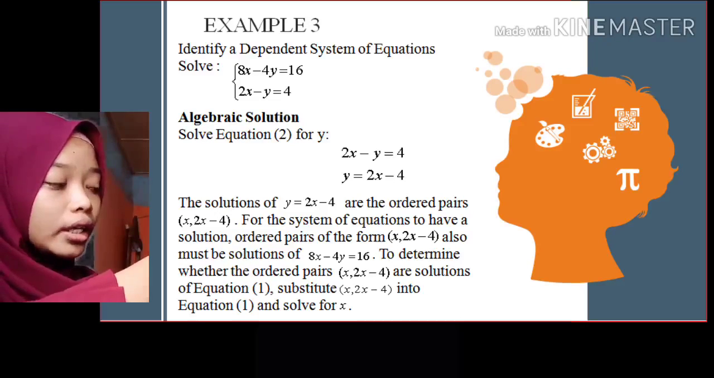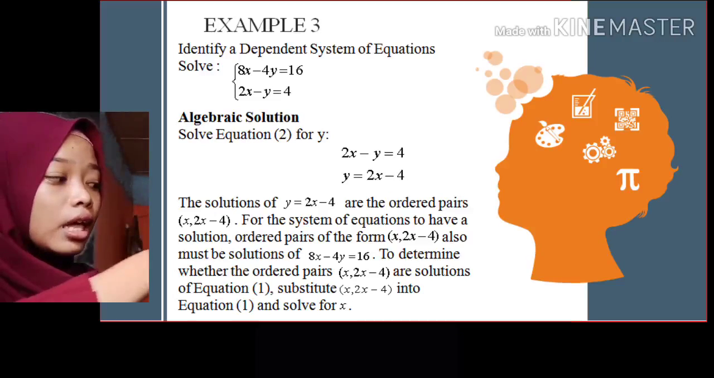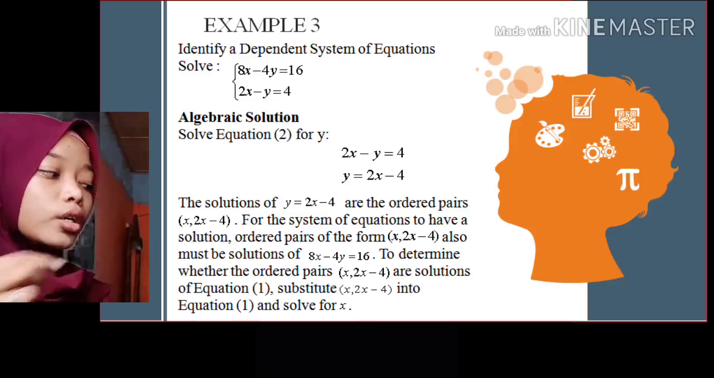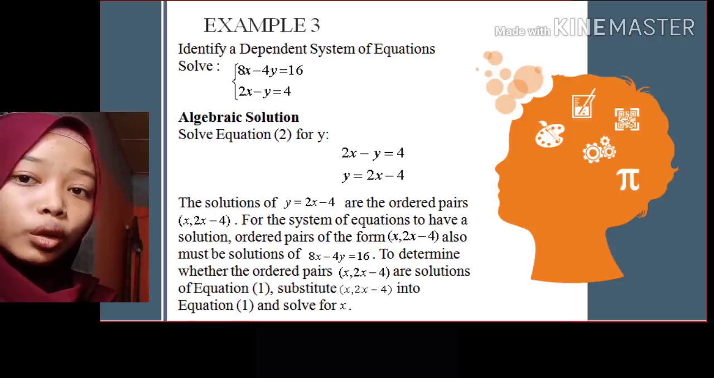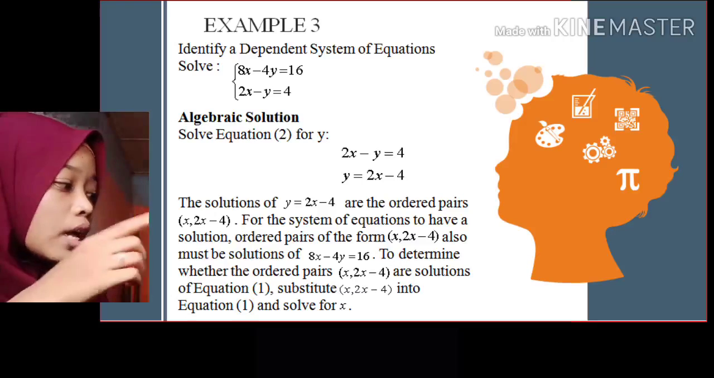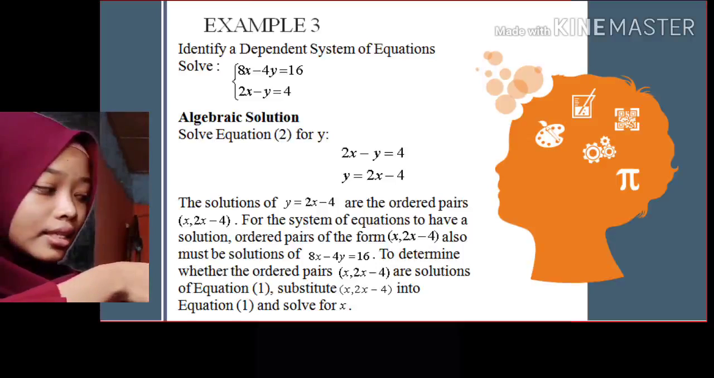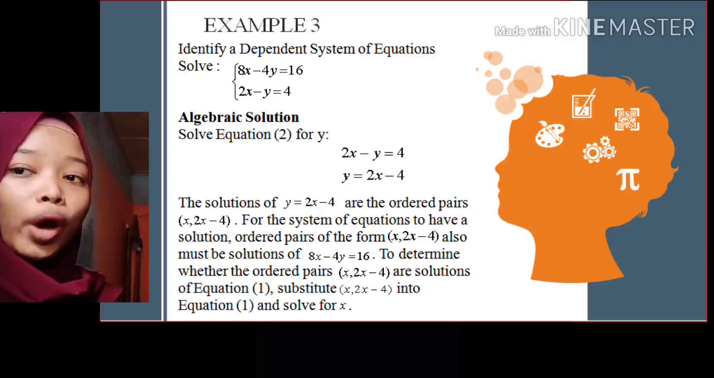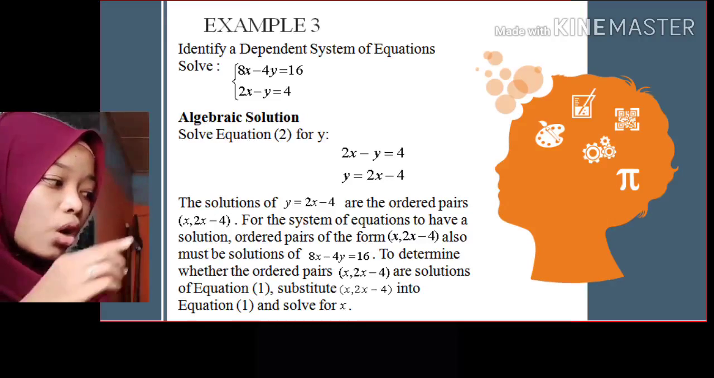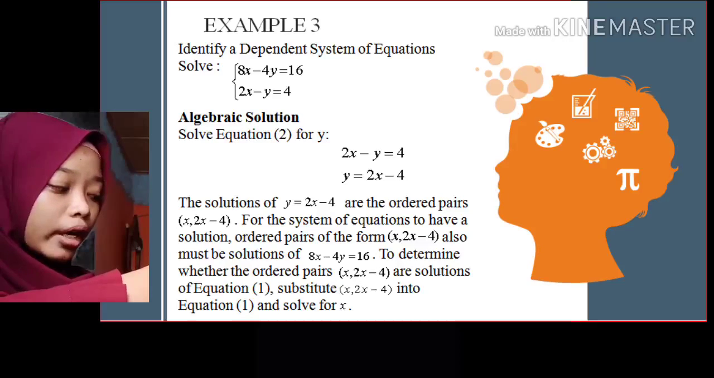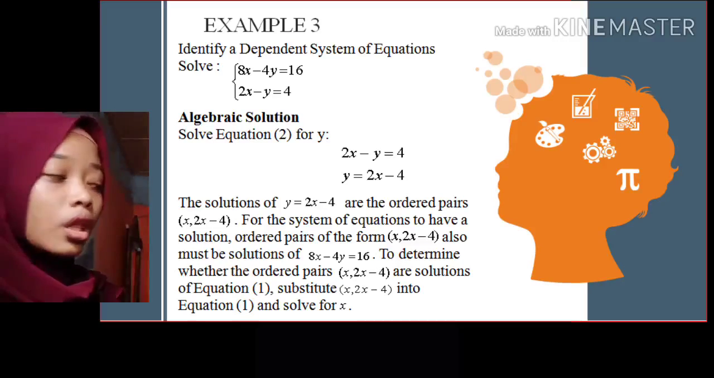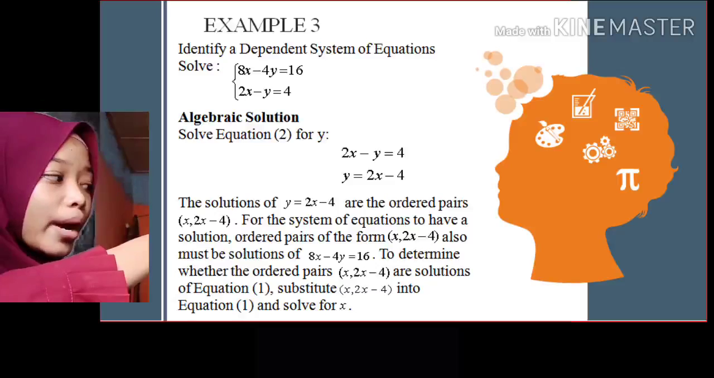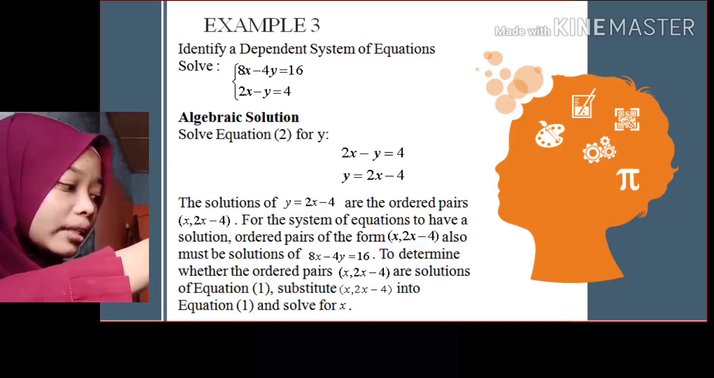2x minus y equals 4, and then y equals 2x minus 4. The solutions of y equals 2x minus 4 are the ordered pairs (x, 2x minus 4). For the system of equations to have a solution, ordered pairs of the form (x, 2x minus 4) also must be solutions of equation 1.